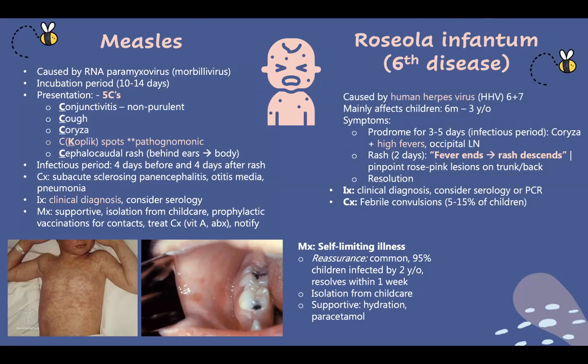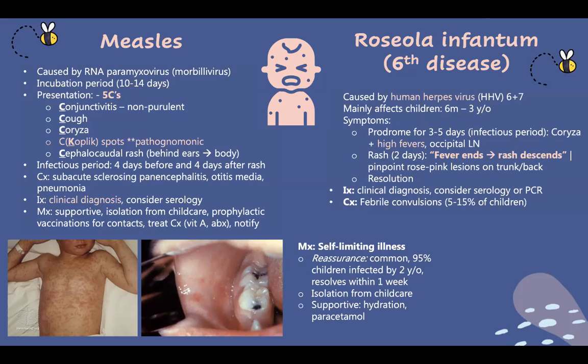So this condition we call roseola infantum. Typically because of the group it tends to affect. So it's like a light pink rash affecting infants. It's caused mainly by human herpes virus number 6, but also can be number 7. Mainly children aged from 6 months to 3 years old are affected. And there's this prodromal period. So they normally have coryza, high fever. So that's really important. And occipital lymph nodes plus minus.